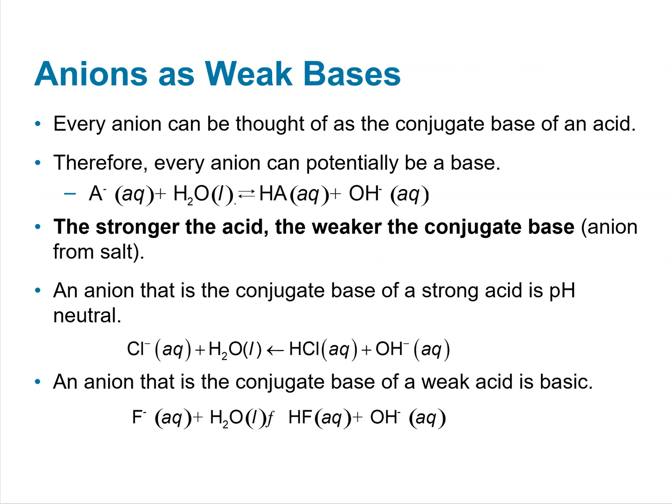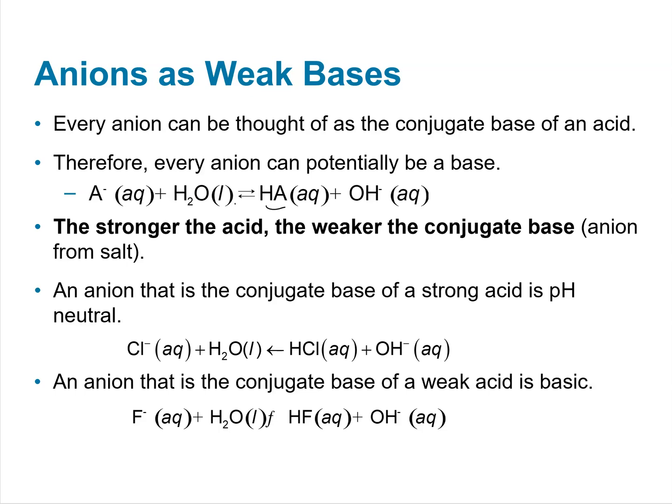Pretty much every anion can be thought of as the conjugate base of an acid. So for example, you have this conjugate base, A minus, in aqueous solution in water, in equilibrium with your weak acid and your hydroxide. In this particular case, this base, which is the conjugate base to your weak acid HA, grabs this proton off of the water, liberating a unit of hydroxide and forming the weak acid.